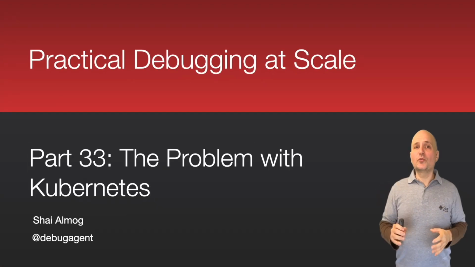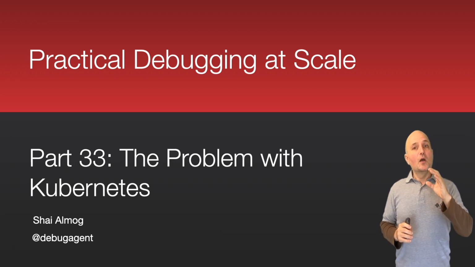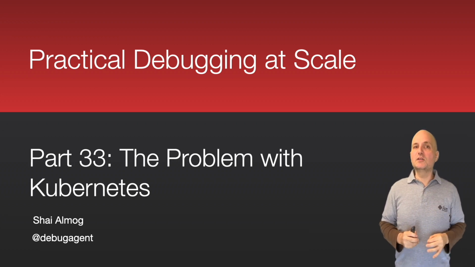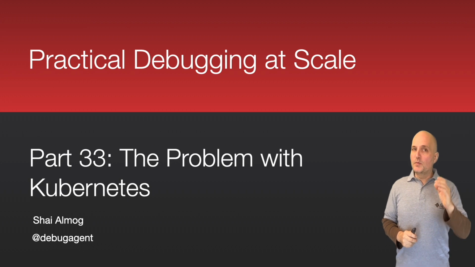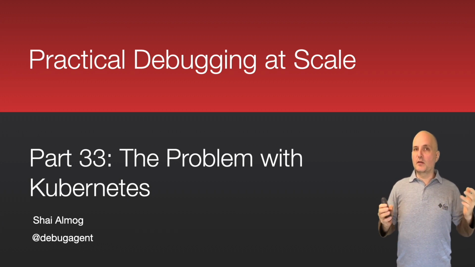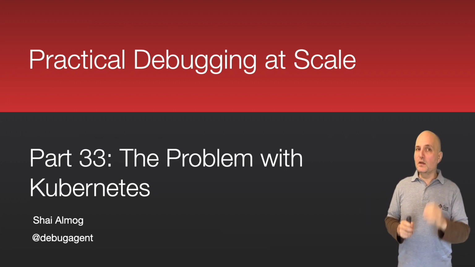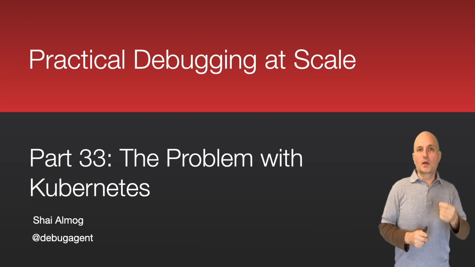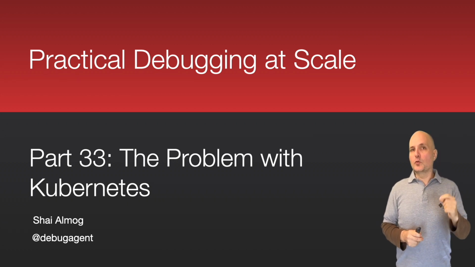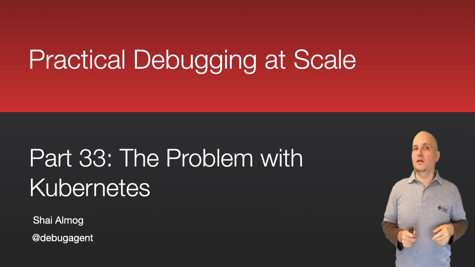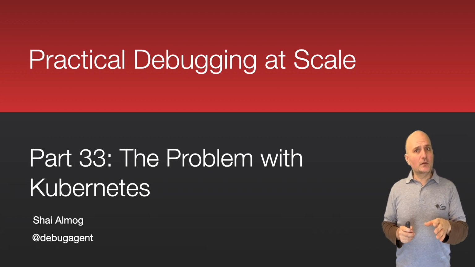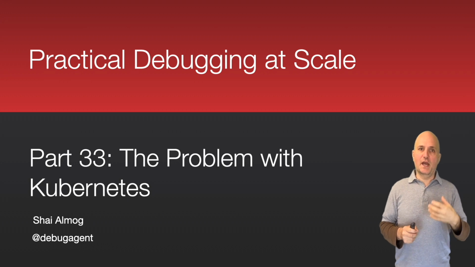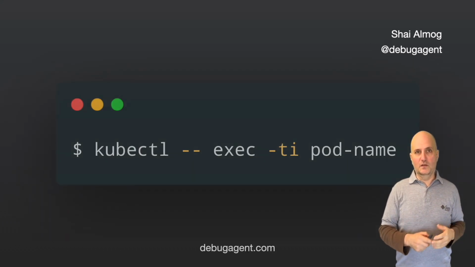Welcome back to the 33rd part of Debugging at Scale, where we explain the problematic nature of Kubernetes. Before we reach the debugger and go through the entire process, we need to understand the core problem. A core idea in Kubernetes is that one shouldn't modify container instances. If you do that, you might cause issues as Kubernetes brings up new instances.